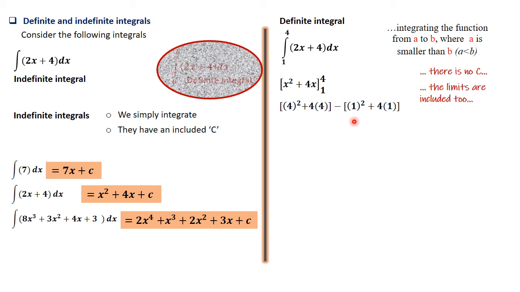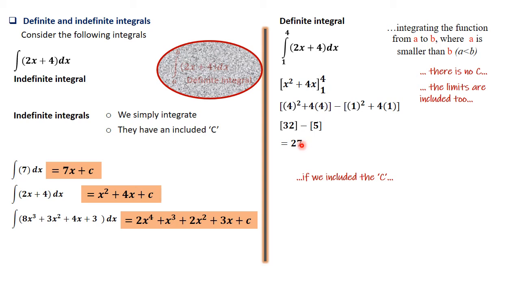That's how we use the limits. Since we're integrating the function 2x plus 4, you replace x first with 4, minus the same thing when x is 1, and we progress. This will be 32 minus 5, and the answer is 27.